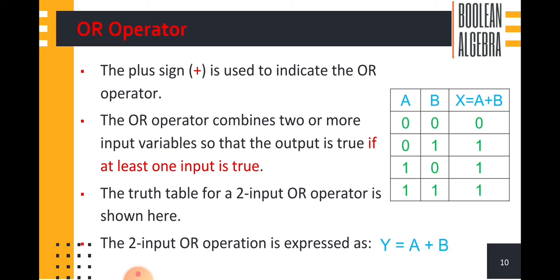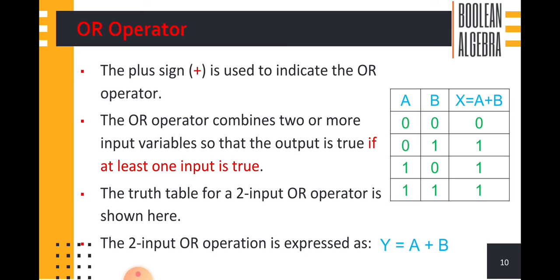The truth table for a two input OR operator is shown here. Now you can see the truth table. Here also we are taking two inputs A and B, and the output is x equal to A plus B. Two variables, how many combinations are possible? The base value is 2 and the number of variables is 2, that is 2 power 2 is equal to 4 combinations. So we can start from 0 1 2 3, that is 0 0, 0 1, 1 0, 1 1.